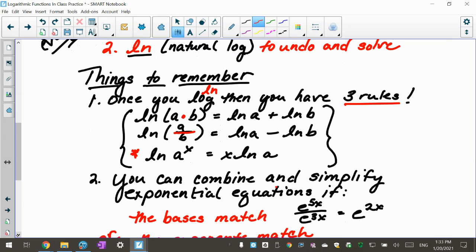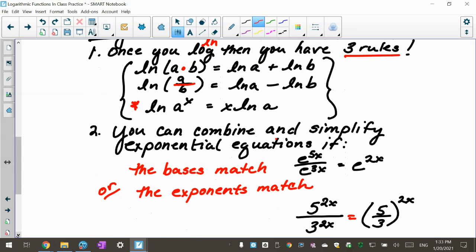You can combine and simplify exponential functions if. This is something I always remind you of. This is the part when you're doing your algebra, when I said, is there any normal math to do? This is one that gives people pause. You can only combine exponential functions if one of two things happen: either the bases match or the exponents match. I gave an example here. If I had e to the 5x divided by e to the 3x, because they have the same base and I'm dividing, I can subtract the exponents.